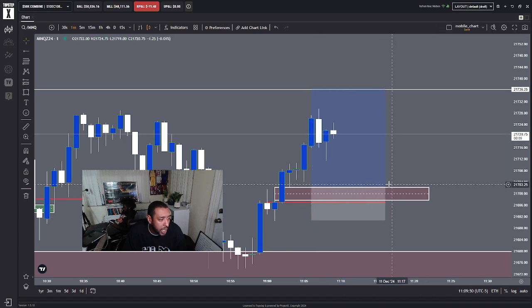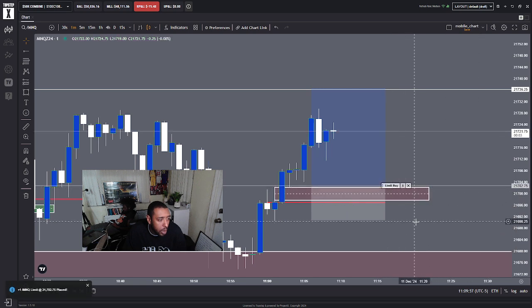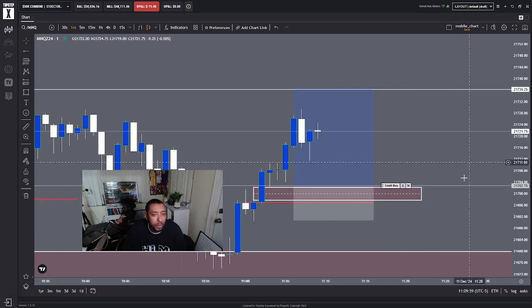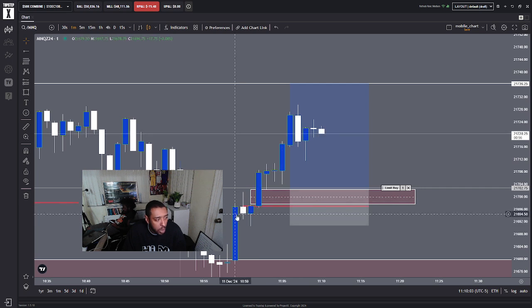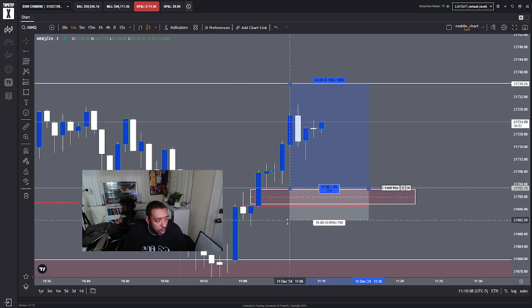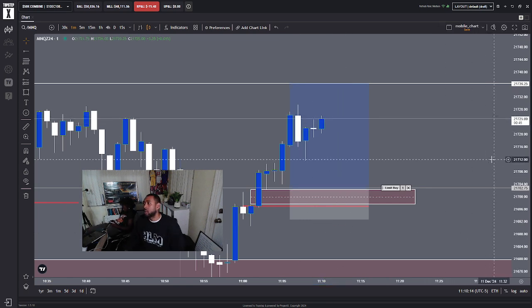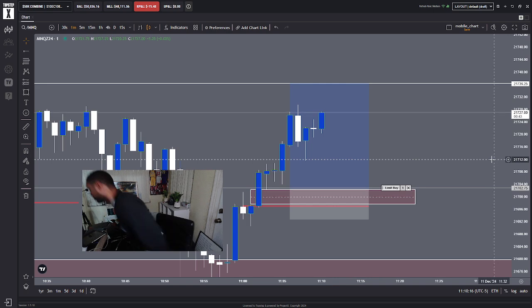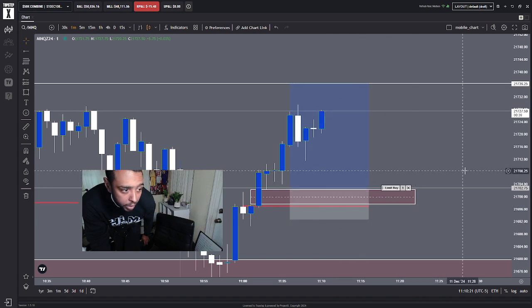Alright, I'm gonna set a limit order right here. I'm gonna try it. Limit buy 1. Set it and forget it. Stop loss right below this order block right here. 10 points, a 3.4 R trade. But if it takes these highs before it comes down here, I'm not gonna get in.